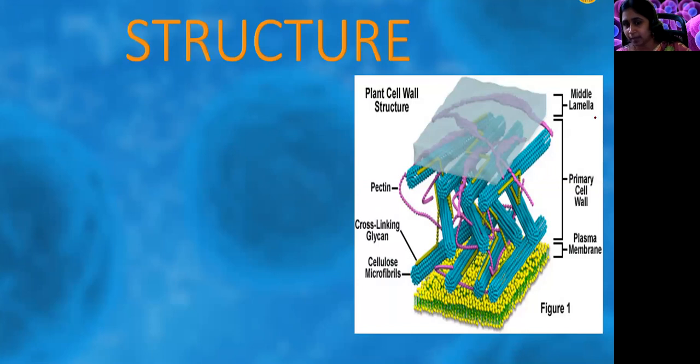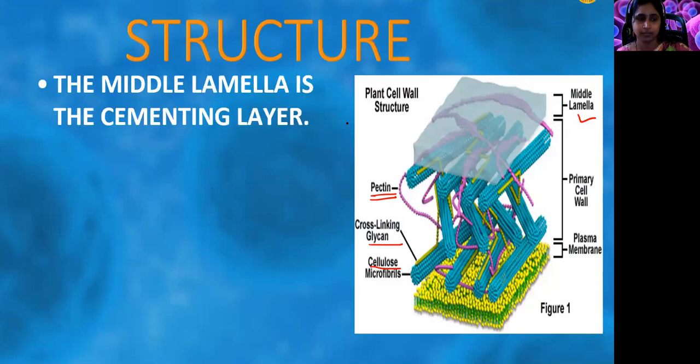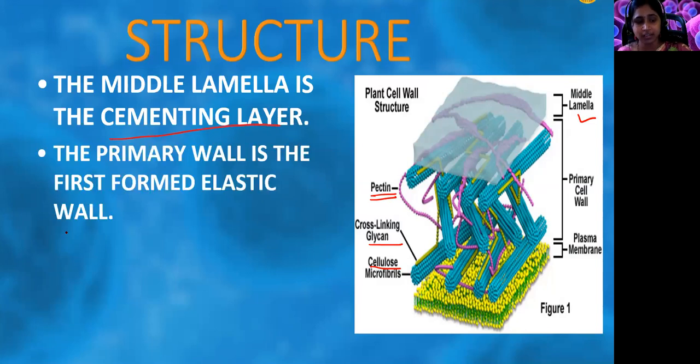It has a middle lamella. Leave this, the plasma membrane is present in both plant cell and animal cell. It is a primary cell wall also. It is made up of pectin, cellulose, and glycan. This is what the primary cell wall is made up of. And the other layer, which is called the middle lamella, is above the primary cell wall. The middle lamella function is the cementing function. The primary wall is the first formed elastic wall. It is an important 1-mark question: the first formed elastic wall is the primary cell wall.